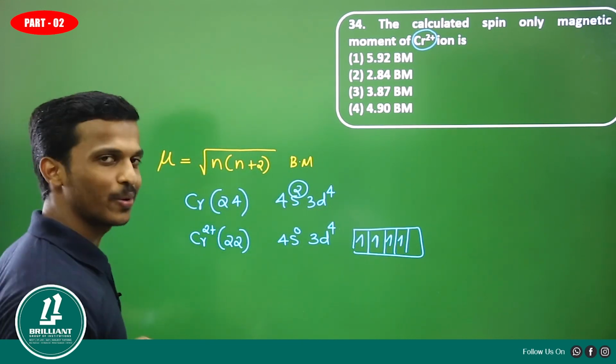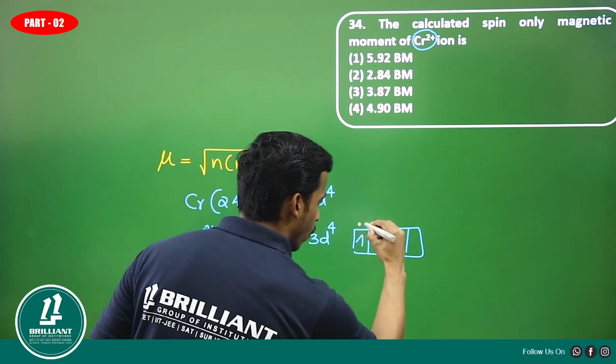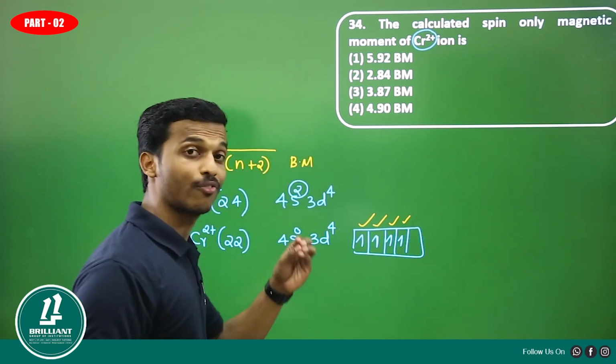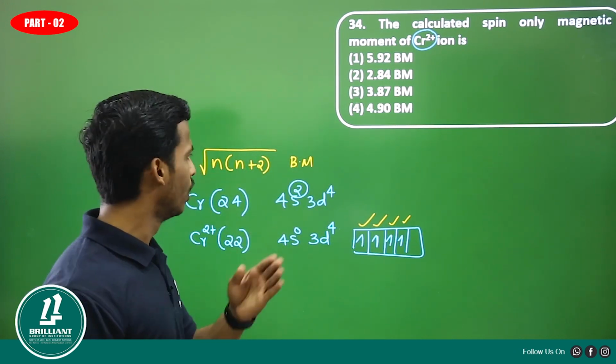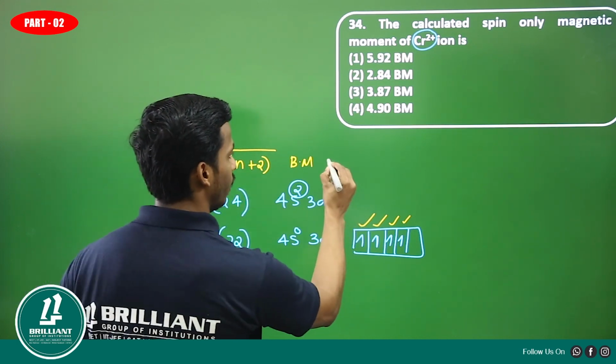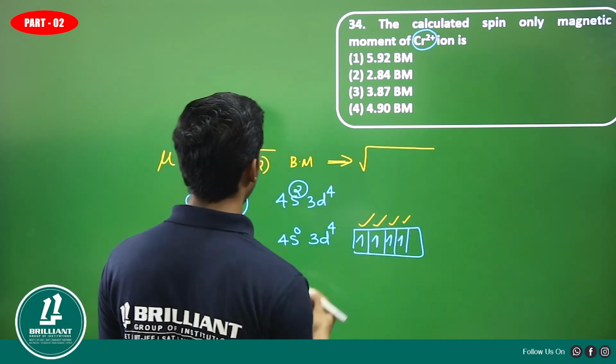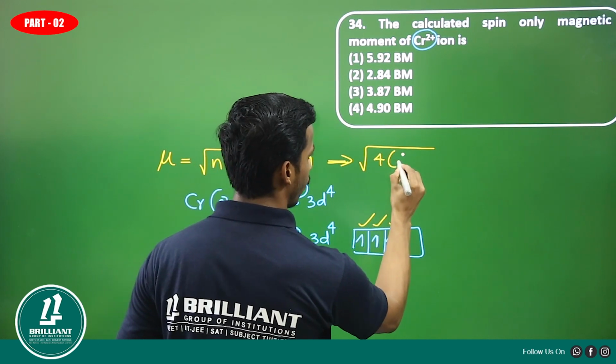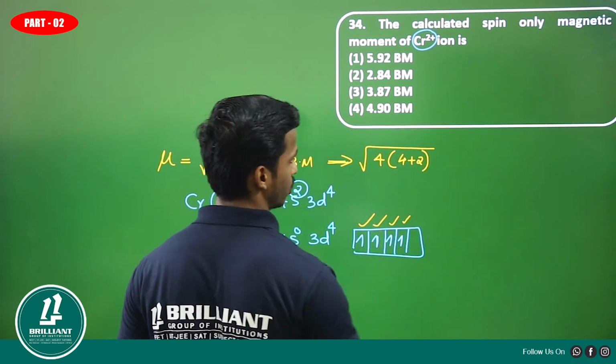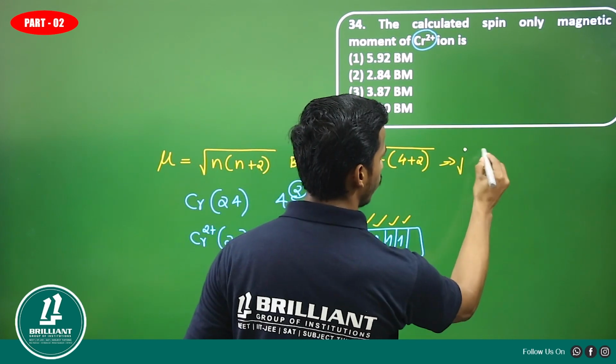So how many unpaired electrons are there? Very clear, right? 1, 2, 3, 4. There are 4 unpaired electrons. So let's substitute the n value. We can substitute root of 4 into 4 plus 2. 4 plus 2 is 6. 6 into 4 equal to 24.